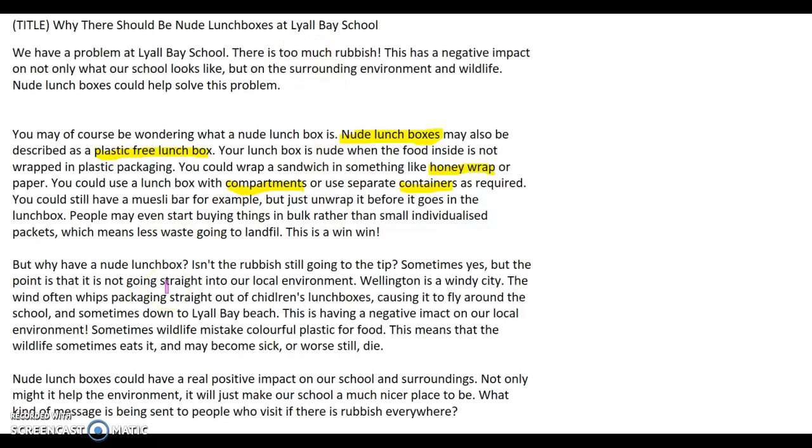Things like, over here we've got fly. We've got whips. So the wind often whips packaging straight out of the children's lunch boxes. Eats. Remember, verbs are doing words. And I'm not going to highlight them all, but you can see that it needs to have quite a few descriptive verbs in there.